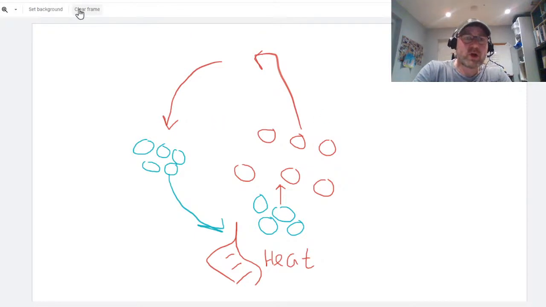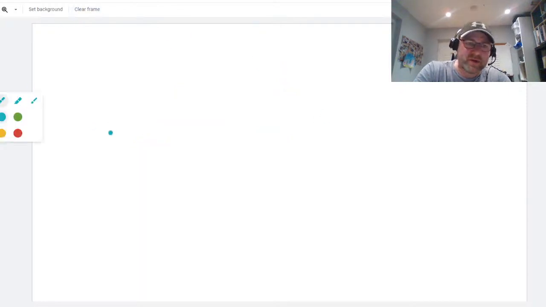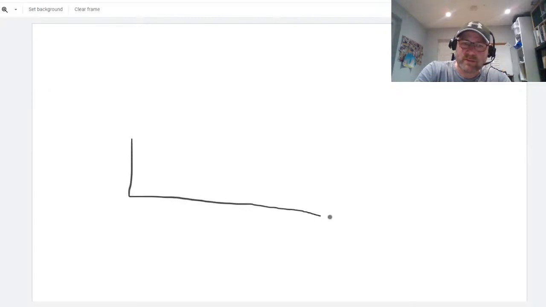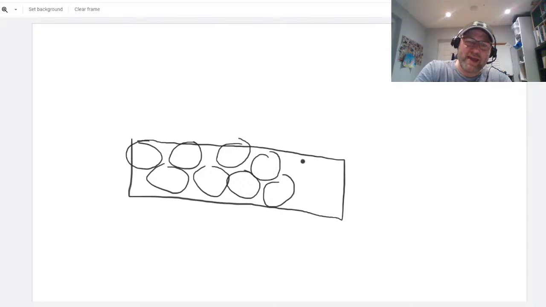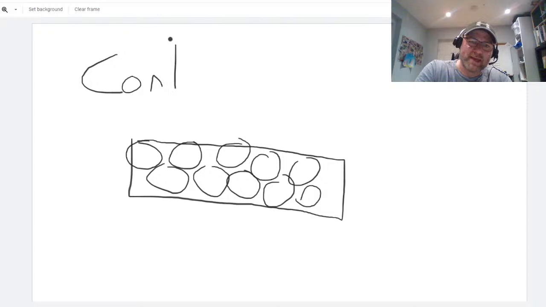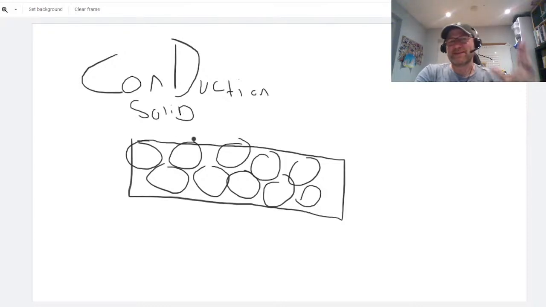Now, conduction is different. Conduction is through a solid, and conduction is how heat transfers through solids. If you can't remember that, think of the D in conduction. So conduction has a D in it, and so does the word solid. Solid has a D. Conduction is how heat transfers through solids.